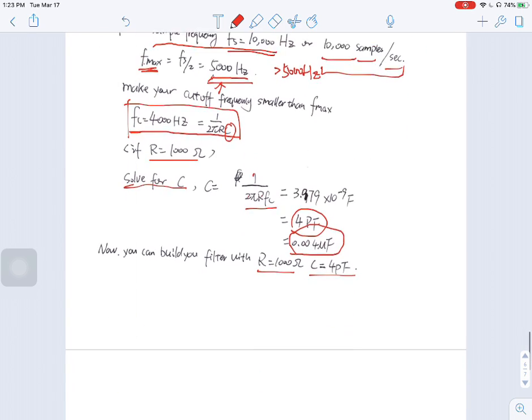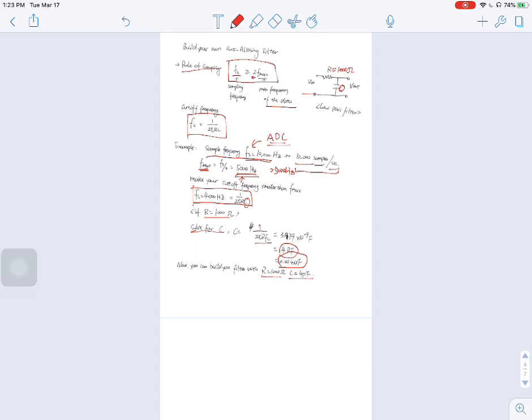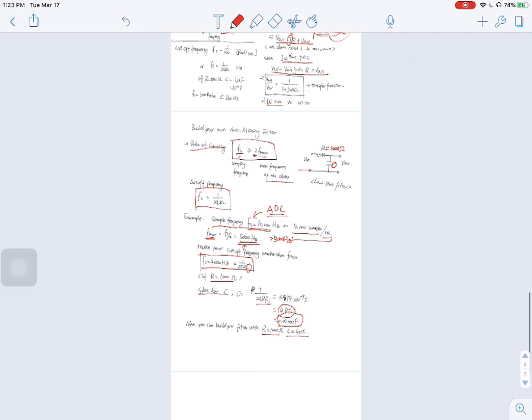But yeah, this is everything about data conversion. We did ADC, DAC, and low pass filter, and those are the important components for data acquisition and data conversion.